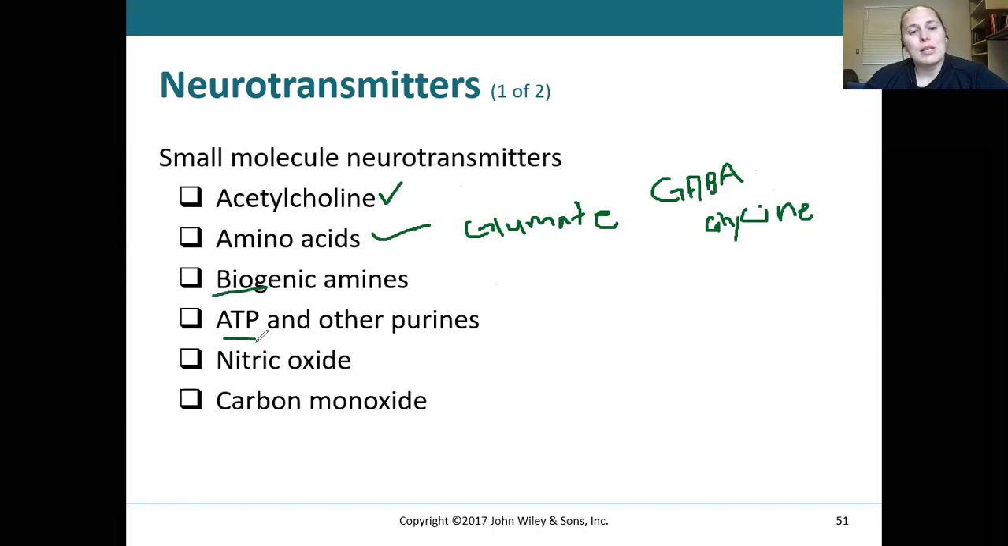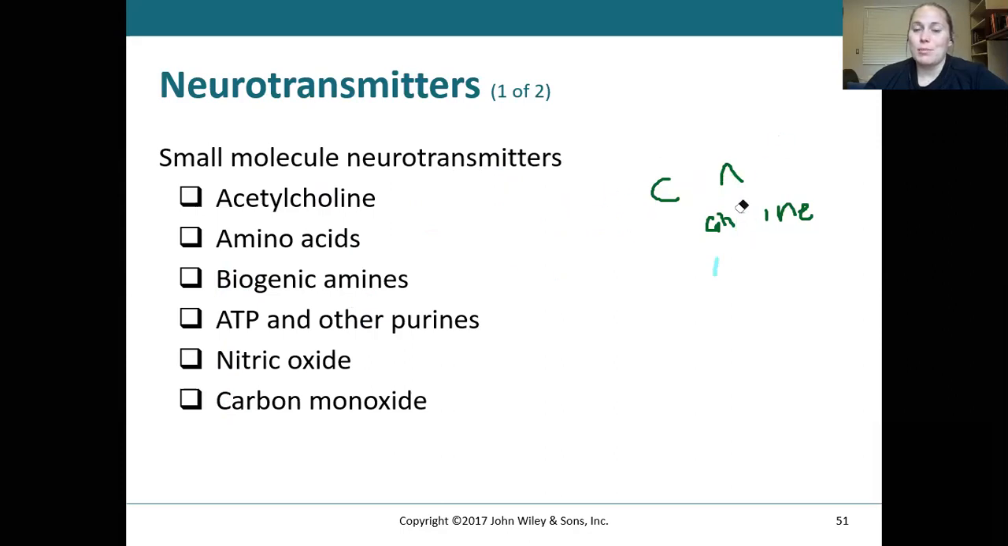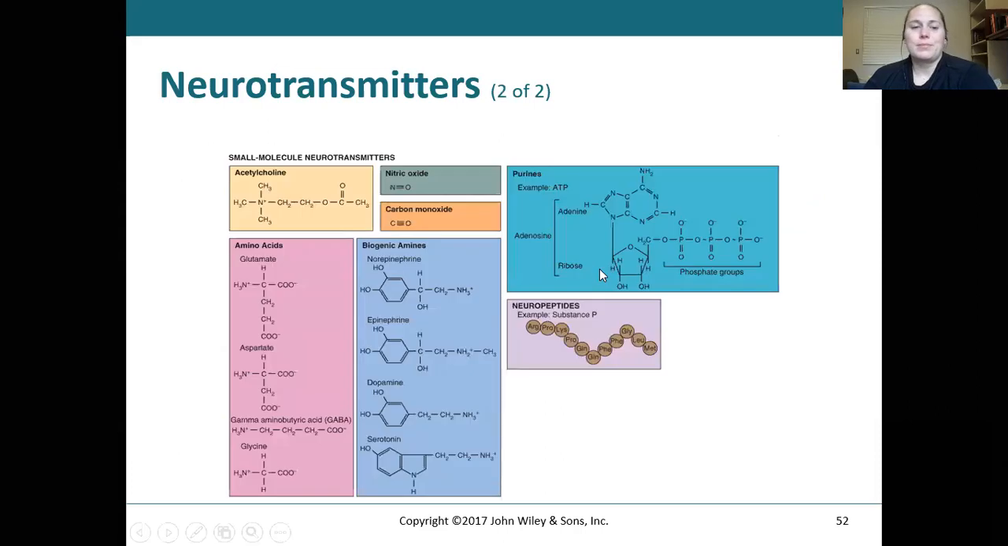Biogenic amines, ATP and other purines, nitric oxide, and carbon monoxide. We're going to have to pare this down and make this far simpler for you guys to memorize. We'll talk about the important neurotransmitters and highlight those. Okay, so here are some of the structures. This is not a chemistry class, so you do not need to memorize these structures. Acetylcholine is the first one that we talked about there. There are receptors that bind nitric oxide, carbon monoxide, purines such as ATP, neuropeptides.